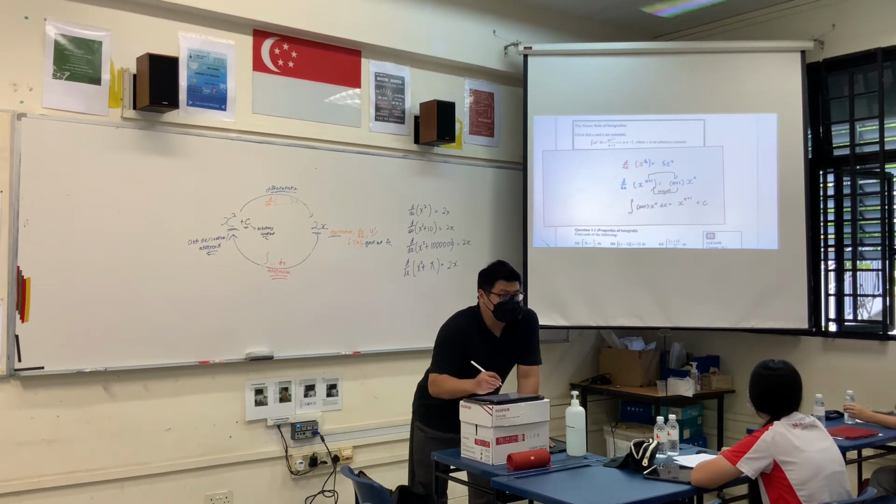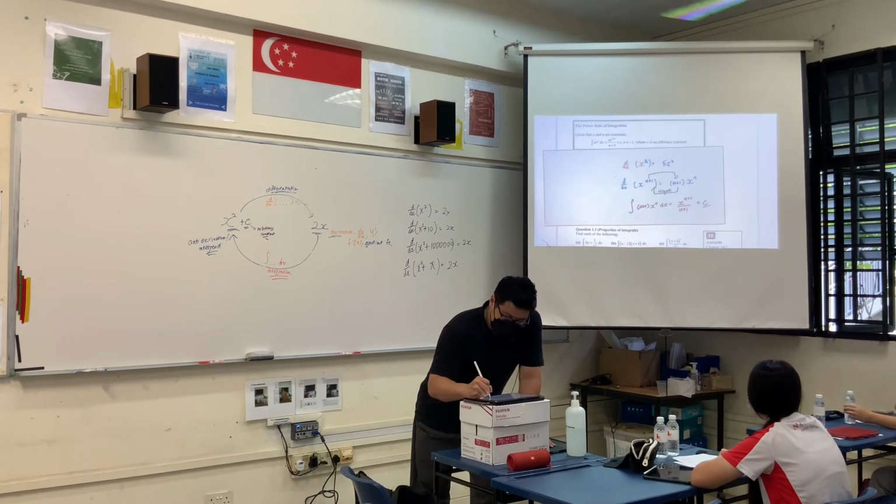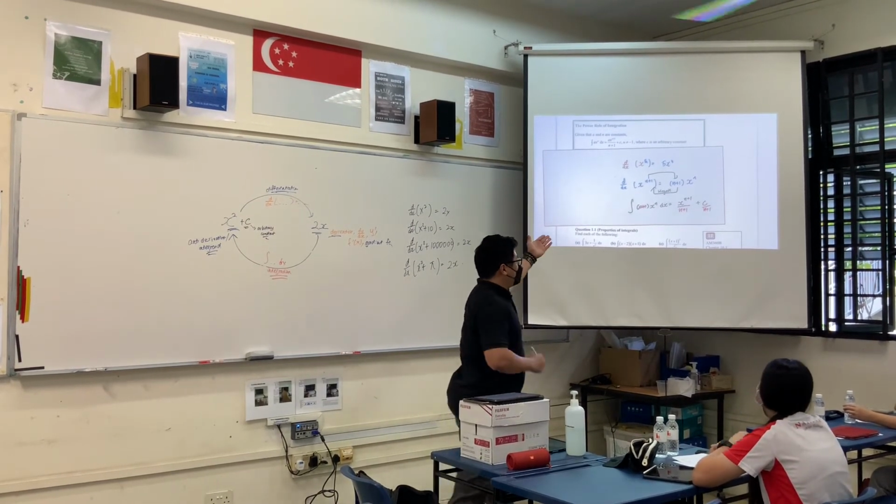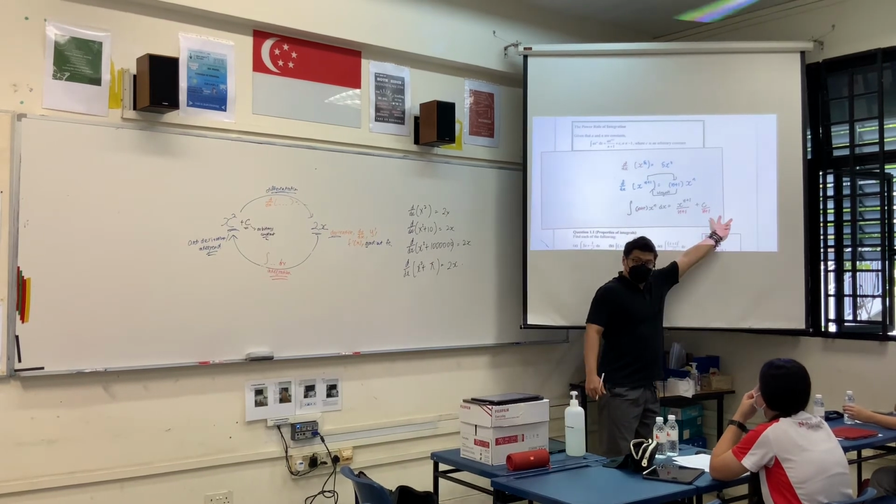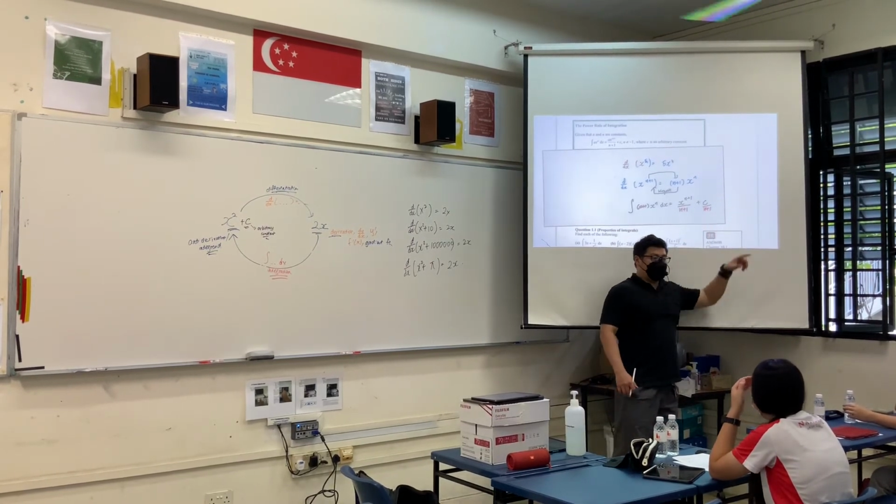Okay, try to listen. Divide by n plus 1 on both sides, and then c divided by n plus 1. Is that okay with you? I divide by n plus 1 comes over, so c over n plus 1.